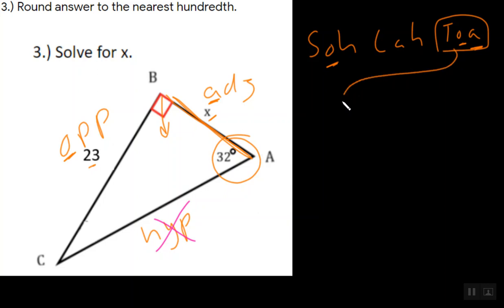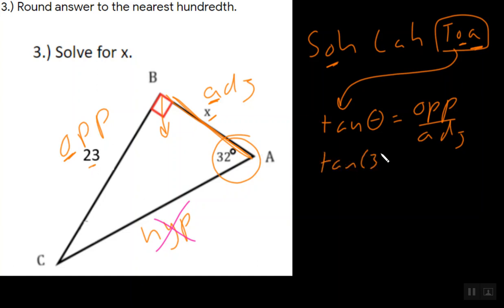So the question becomes, well, what does that T stand for? And the T stands for the tangent. Tangent theta is equal to the opposite over the adjacent. Now let's plug in all the things that we know. We know that our angle is 32. So I write, okay, tangent of 32 is equal to, the opposite is 23 over, and our adjacent is x.